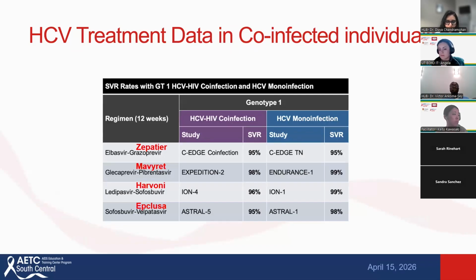As far as HCV treatment data in co-infected individuals is concerned, I think I can condense this into one simple slide. And the important thing to remember here is that the studies that I listed here were specifically undertaken for genotype 1. But the studies also extensively studied these drugs for multiple extra weeks of therapy than what is recommended to this date.